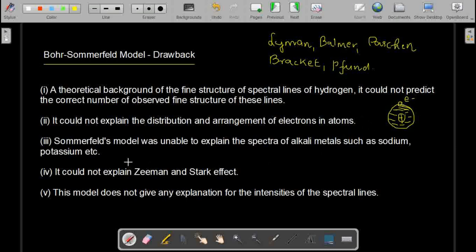The third drawback was that the Sommerfeld model was unable to explain the spectra of alkali metals such as sodium, potassium, etc. I'm going to talk about the spectra of the sodium atom, where two fine lines are actually observed. Spectra is a very important part, where we are able to identify an unknown material by looking into its spectra. It also could not explain the Zeeman effect and Stark effect, although we are going to discuss the Zeeman effect and Stark effect in our upcoming classes.